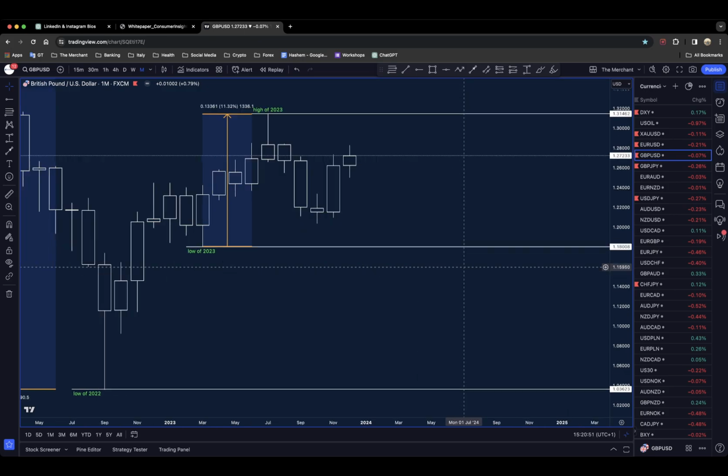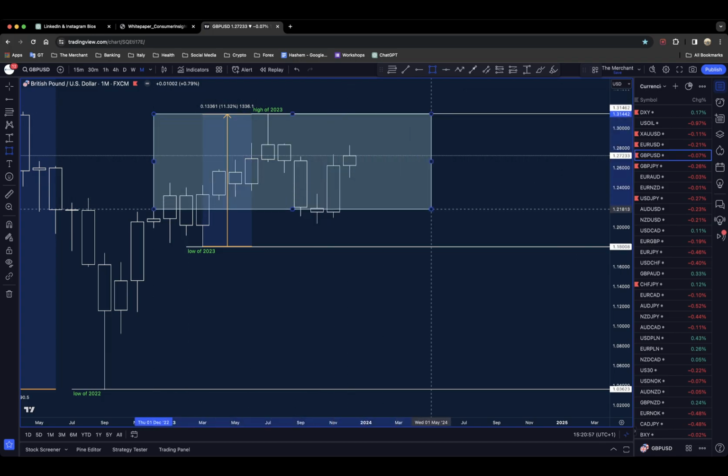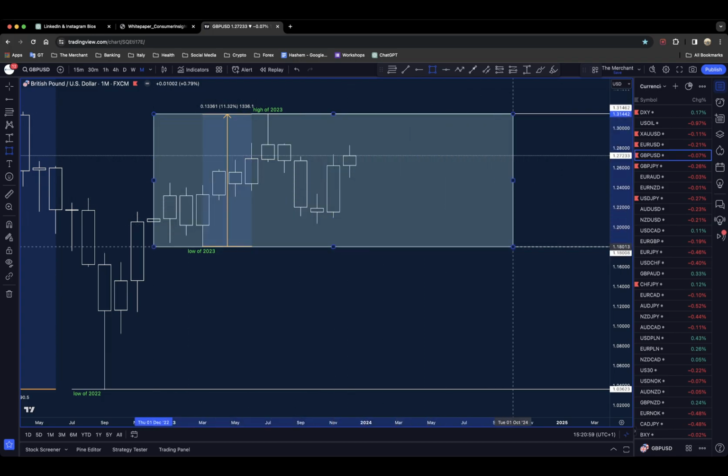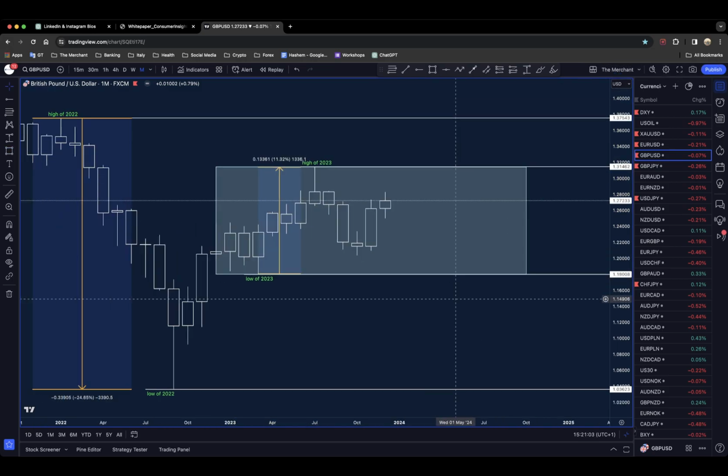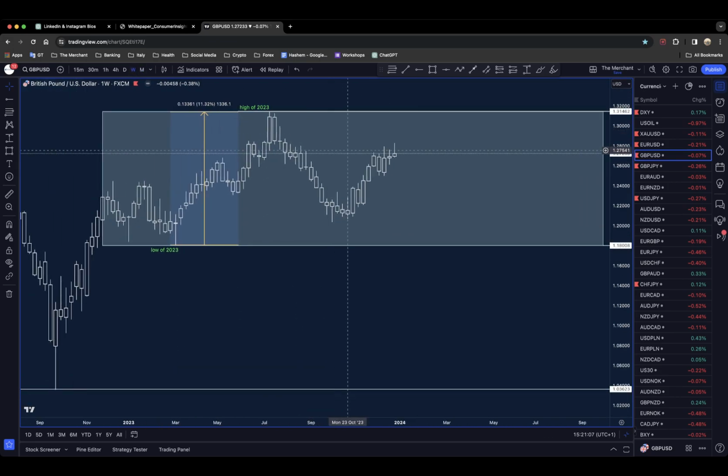So that also explains a lot. Again, same story, we can see that we are in a range. What ranges tell us is that it's indecision in the market, it doesn't know where it should go. If we go to the weekly time frame, similar story.